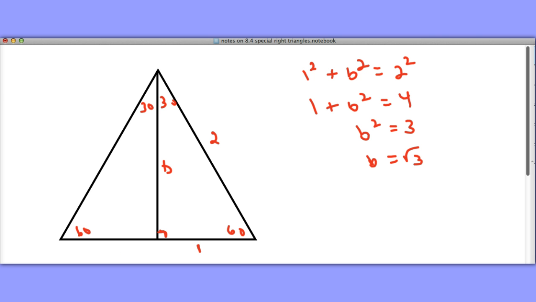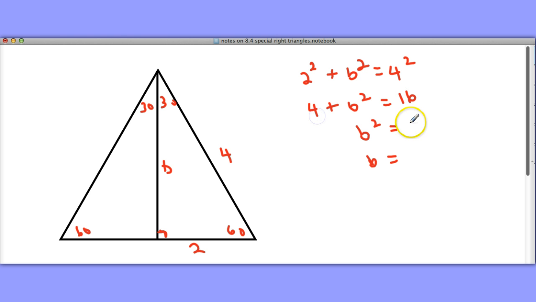Let's do this again, but now let's see what happens if instead of using 1 for the short leg, we use 2 for the short leg. Let's see what happens there. So short leg is 2. That means my hypotenuse is 4, since the entire side of my equilateral triangle is 4. So I'm going to have 2 squared plus b squared equals 4 squared.